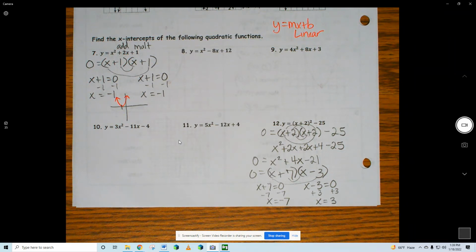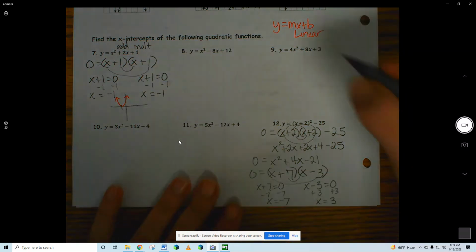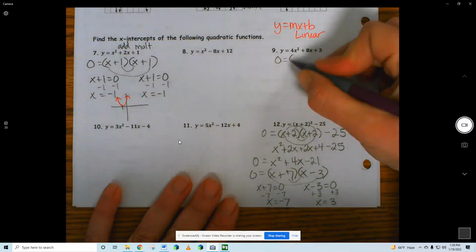Pick another one, 8, 9, 10, or 11 that you want to see that maybe looks tricky for you. 8. No. A number that has, like, in front, an 8, 9. I like 9 better than 8. I think 9's harder. Okay.